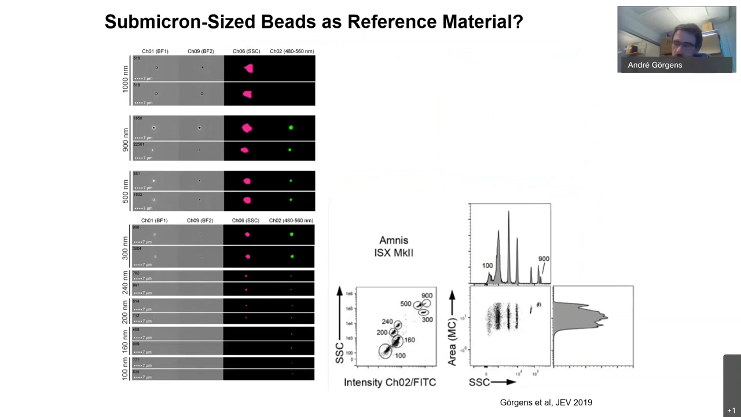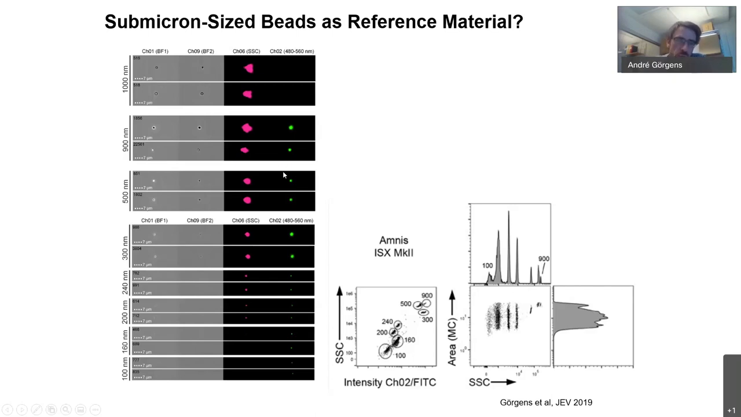When we then started to explore this instrument or method for submicron particle analysis or for EV analysis, we first did what many people probably do in that case: just use some beads that you have in the lab and run them. In this case, we took megamix beads, which are submicron polystyrene beads that are fluorescent. And when you run them, you can separate those beads. You can see at the top the images. You see bright field images from two cameras, scatter images, and you can see the green fluorescent channel plotted.